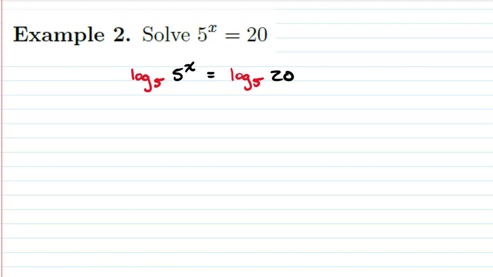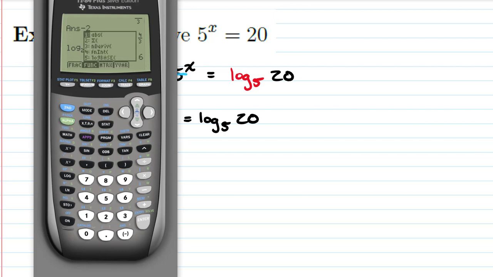So we have a log base 5 of 5 to the x equals log base 5 of 20. And those are inverses, so they undo each other. And we get x is equal to the logarithm base 5 of 20. So in this case, we don't do anything to the logarithm base 5 of 20, because we could approximate it on our calculator if we wanted to. If we go logarithm base 5 of 20, we end up with 1.86.